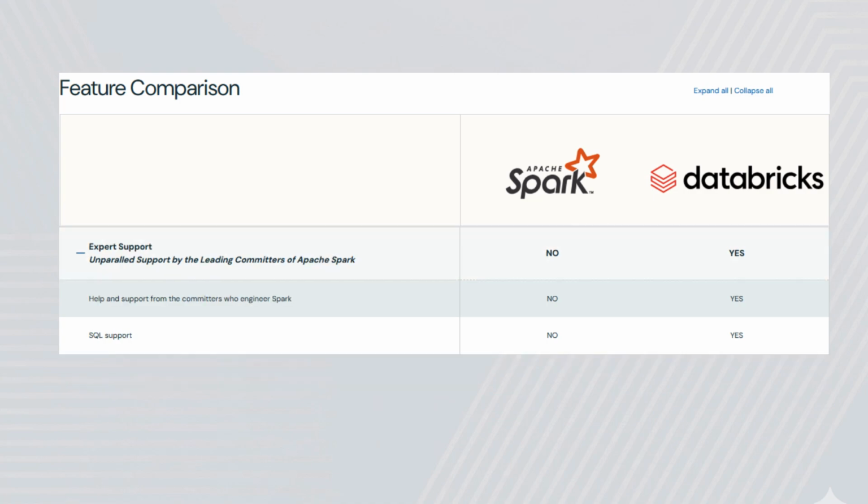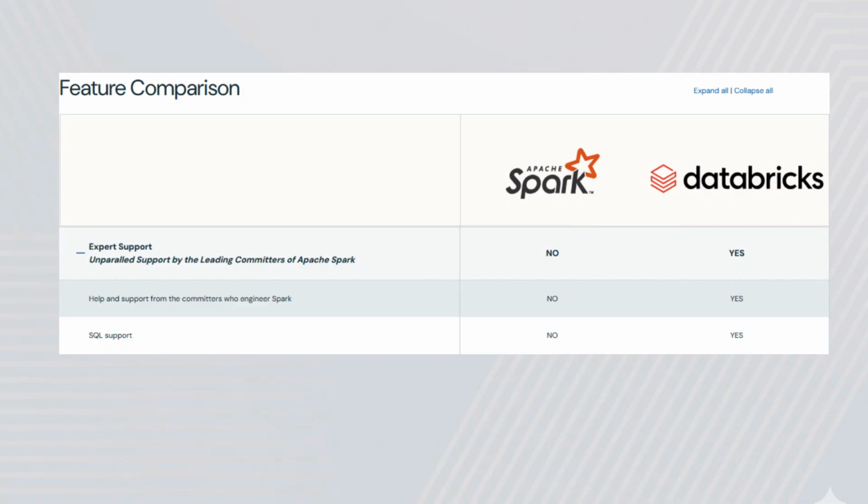Finally, with Databricks, you get guaranteed SLAs and direct help from Spark's core engineers. You get 24/7 support with defined response times, and you can open tickets that go straight to the team behind Spark itself. With standalone Spark, you rely on community forums, Stack Overflow, and GitHub issues.